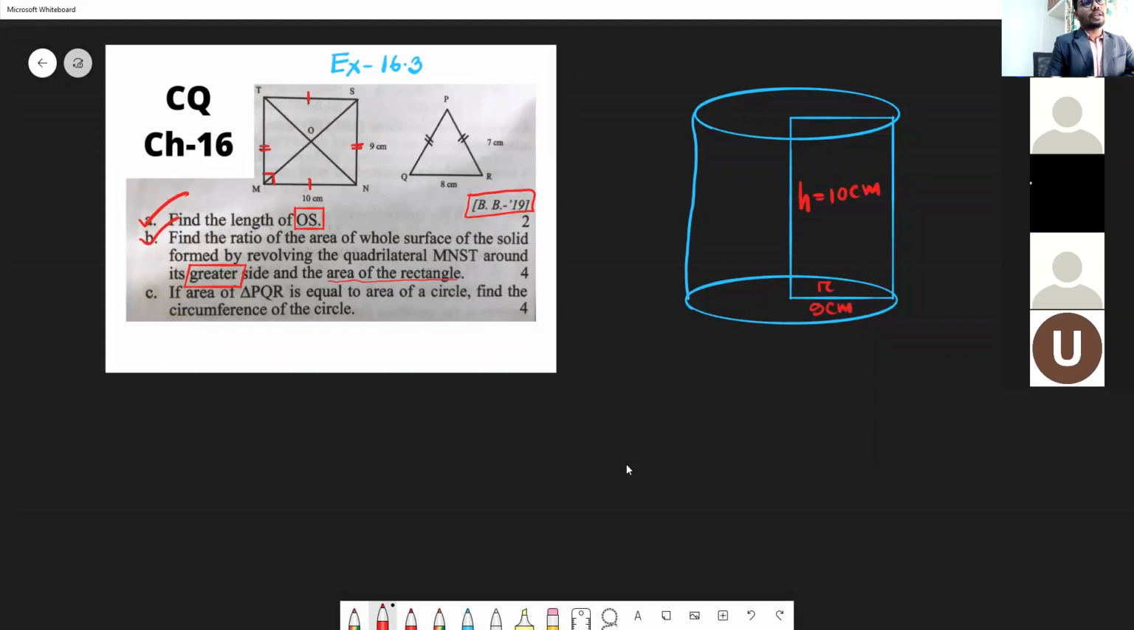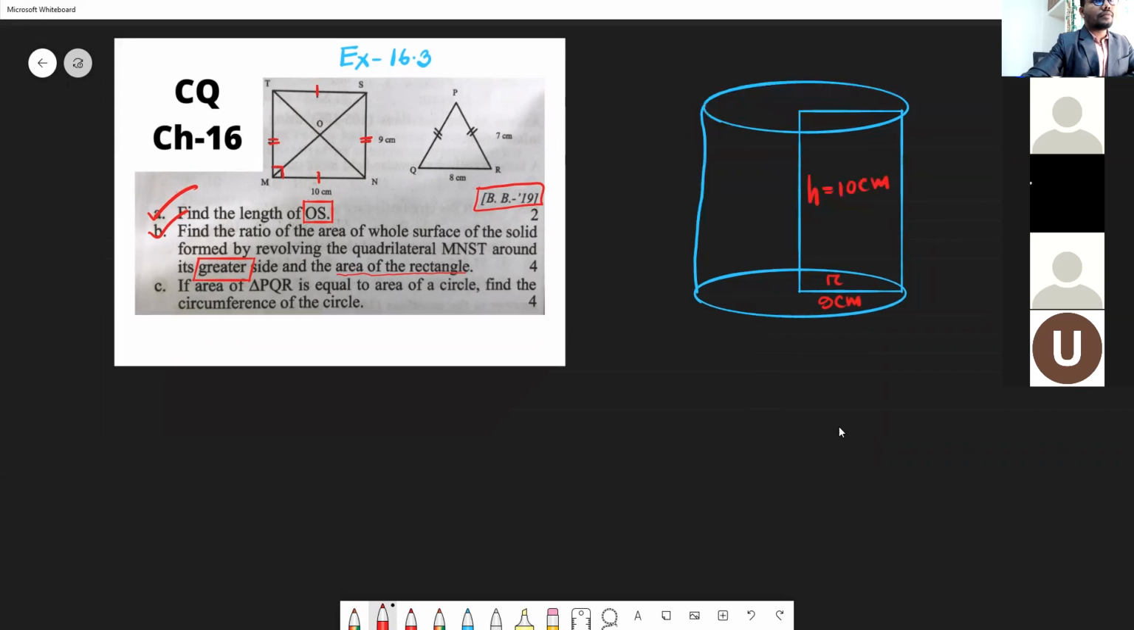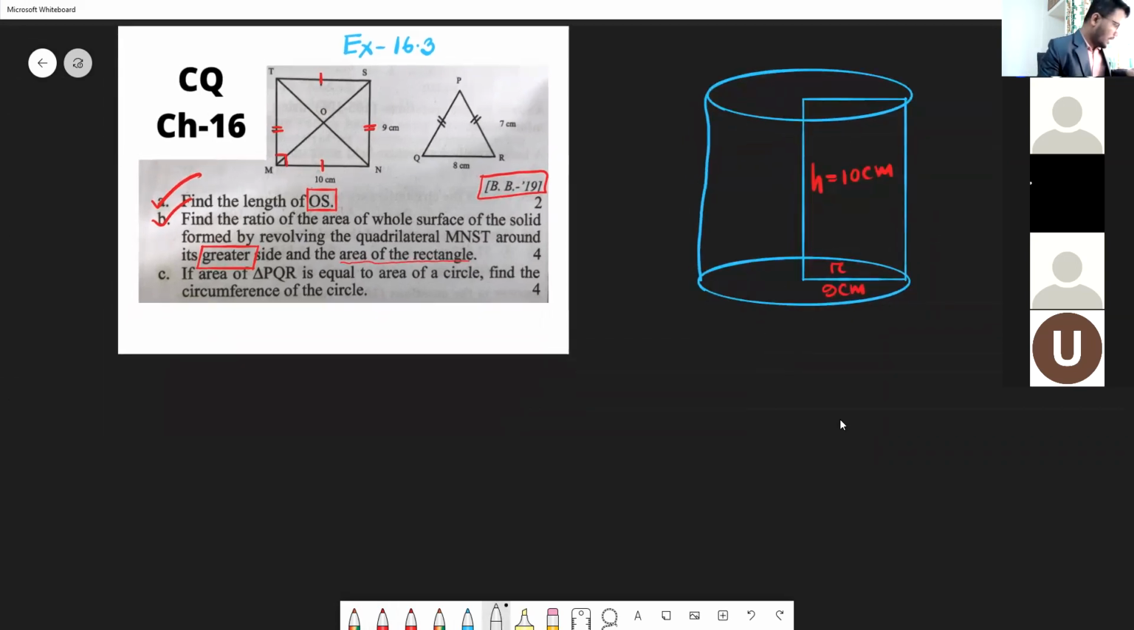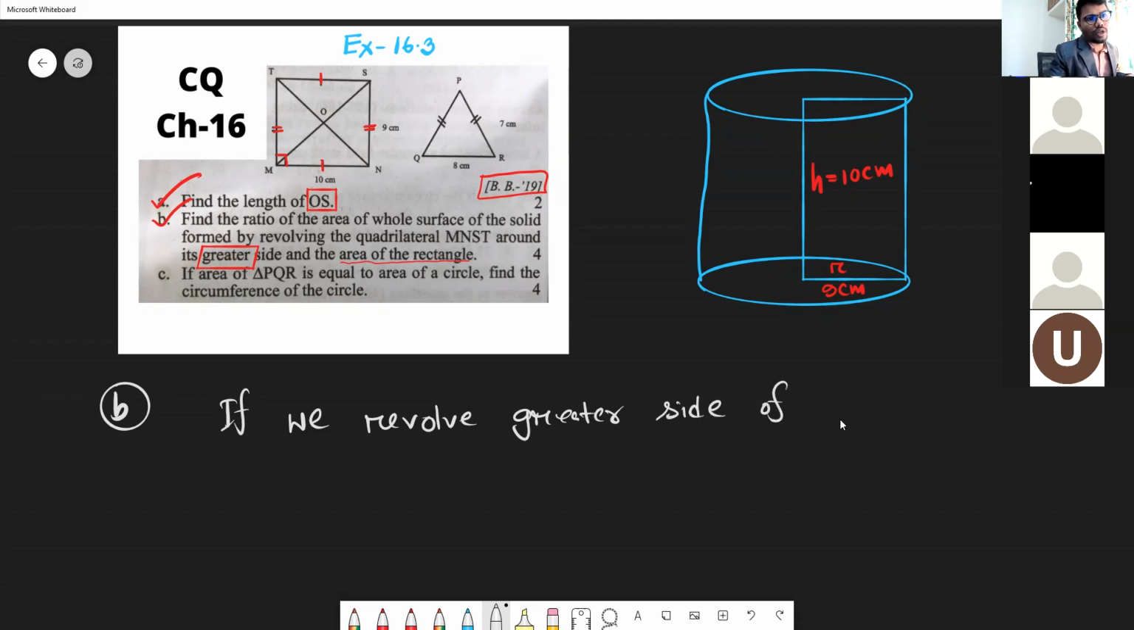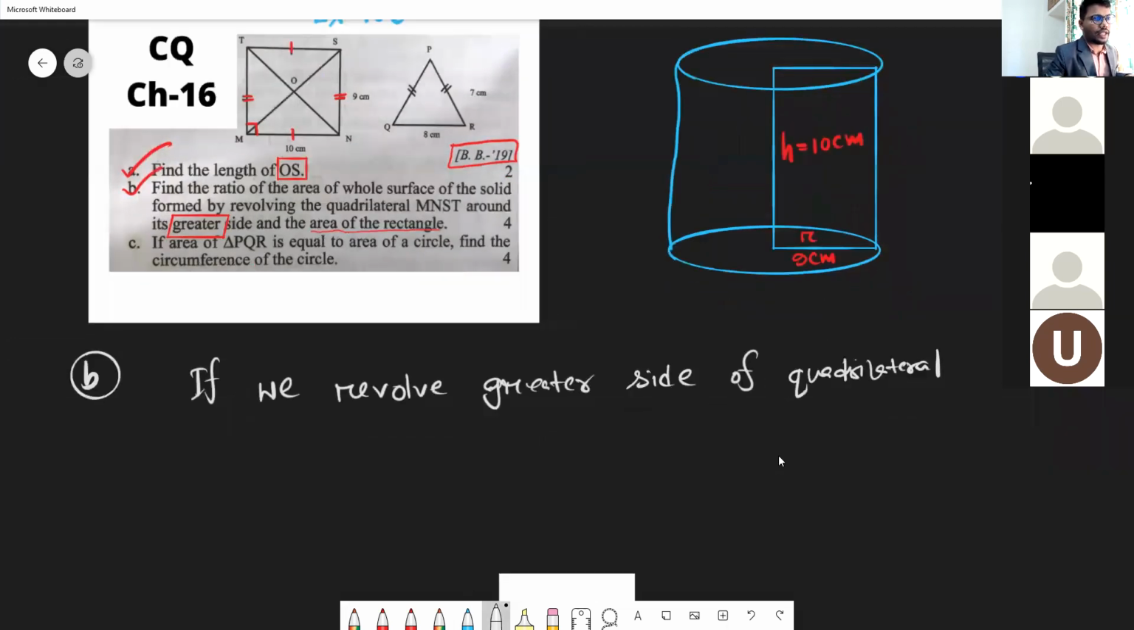centimeter. Please draw the figure. It will help you to understand properly. So now, here we can write, if we revolve number B, first step right here, if we revolve, মানে চারপাশে ঘুরিয়ে নেওয়া, if we revolve greater side of the quadrilateral, actually it will be smaller side, greater side will be height.